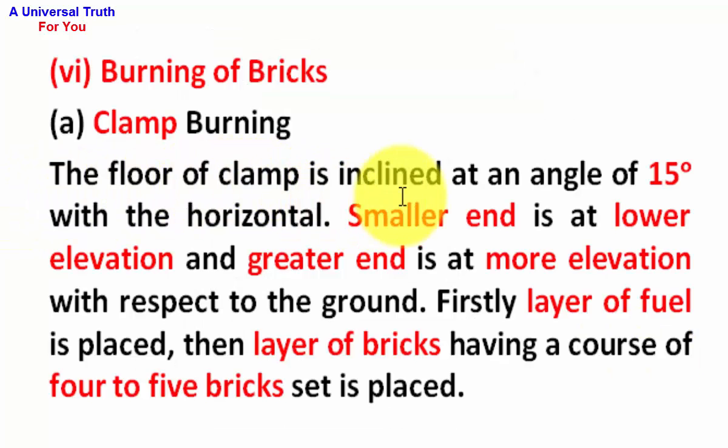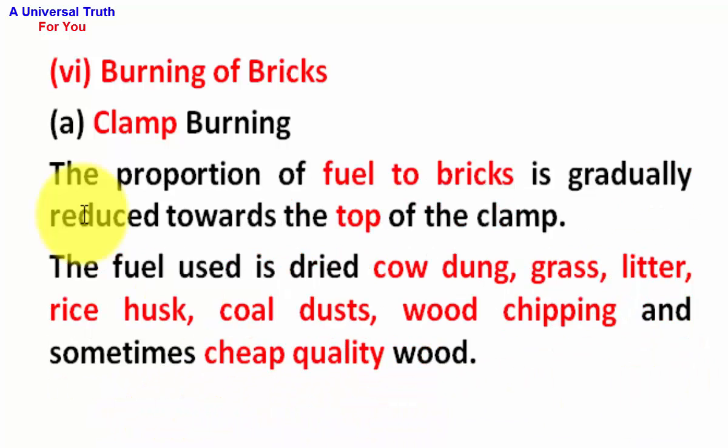The floor of the clamp is inclined at an angle of 15 degrees with the horizontal. The smaller end is at lower elevation and the greater end is at higher elevation with respect to the ground. Firstly, a layer of fuel is placed, then a layer of bricks, having a course of 4 to 5 bricks. The proportion of fuel to bricks is gradually reduced towards the top of the clamp. The fuel used is dried cow dung, grass, litter, rice husk, coal dust, wood chippings, and sometimes cheap quality wood.